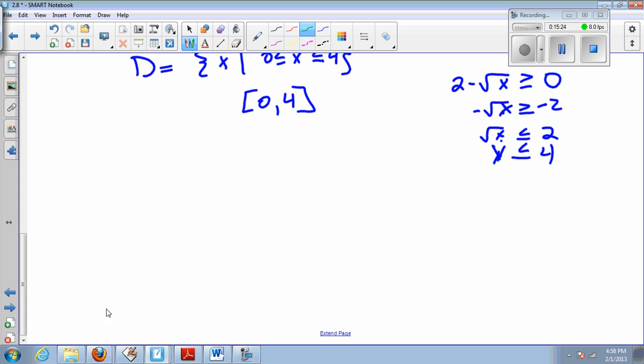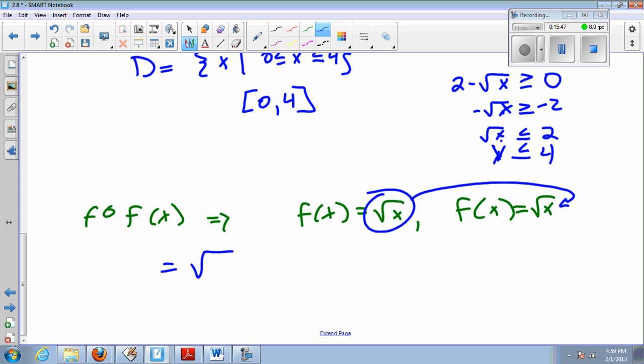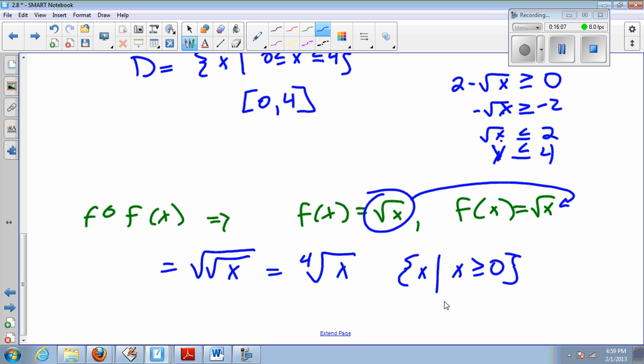Up next, we have f of f of x. So we're going to be using f twice. So we're plugging in root x into itself. So we get root of root x, which becomes the 4th root of x. And our domain, x has to be greater than or equal to 0. Or you could use interval notation from 0 to infinity.